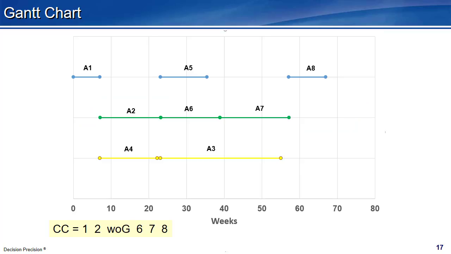Here is a Gantt chart. It is easy to pick out the critical chain from this graph. Working backward, activity 8 begins when the activity 2, activity 6, activity 7 sequence completes. Activity 2 starts when activity 1 finishes. The WOG, waiting on green, identifier isn't necessary here. However, identifying gaps between activities will be useful in the more comprehensive model later.